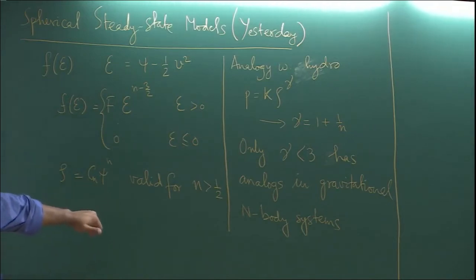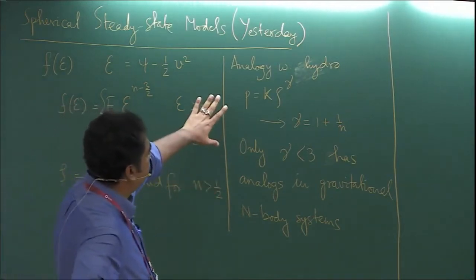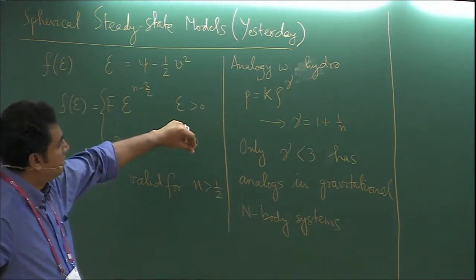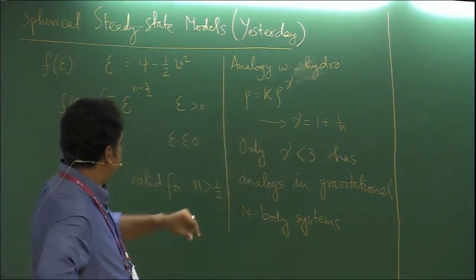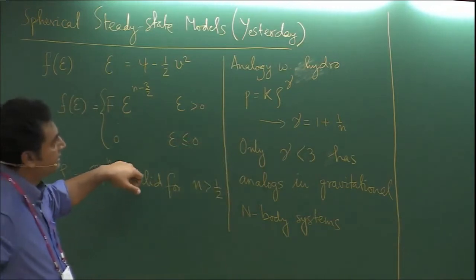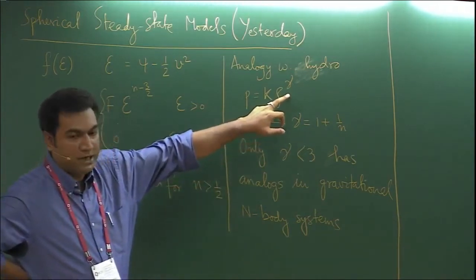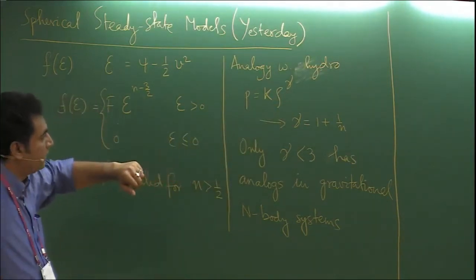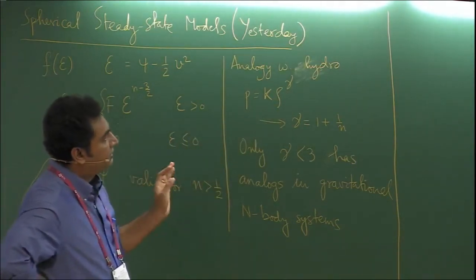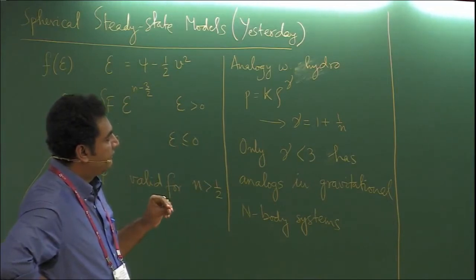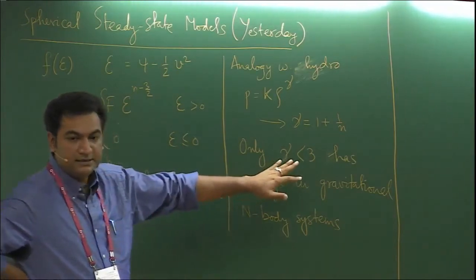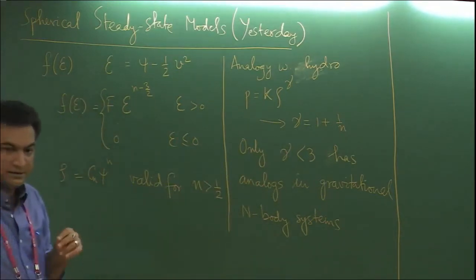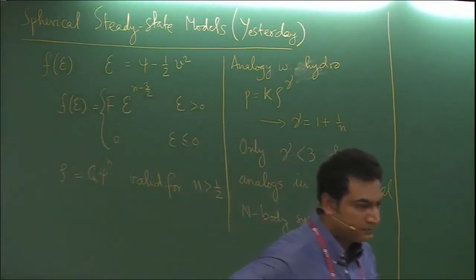potential to the n. And then we did some analogy with hydrostatic systems and made an analogy with this power law index and the gamma. This is the ratio of specific heats, you know. And the analogy only is valid when gamma is less than 3. When gamma is greater than 3, then you get infinite densities, and it's no good.